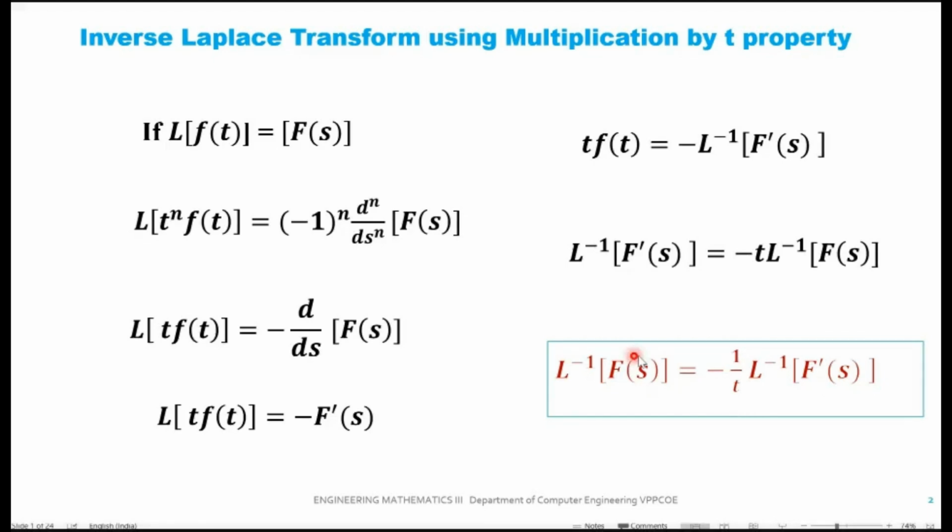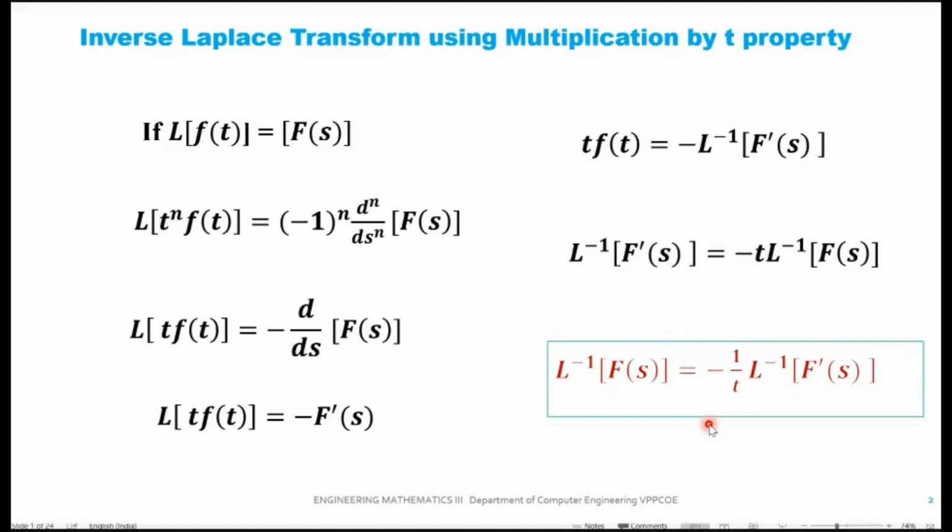So mainly we are using this property for log and tan inverse, cot inverse functions. तो जो भी अगर log का फंक्शन है तो log का डेरिवेटिव यहाँ पे आ जाएगा. अगर tan inverse या cot inverse का फंक्शन है तो यहाँ पे उसका डेरिवेटिव आ जाएगा और बाहर minus 1 by t. So this is the property applied when we have log and tan inverse, cot inverse functions. Because tan inverse का डेरिवेटिव क्या होता है? It is 1 upon 1 plus s square, which is the same as your standard form of sin t.